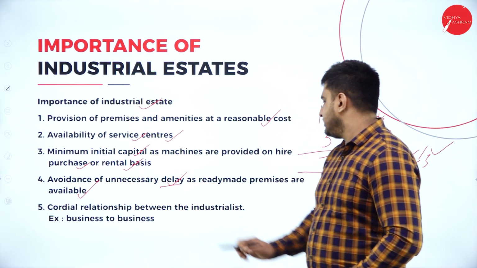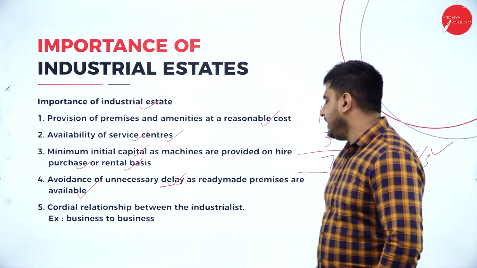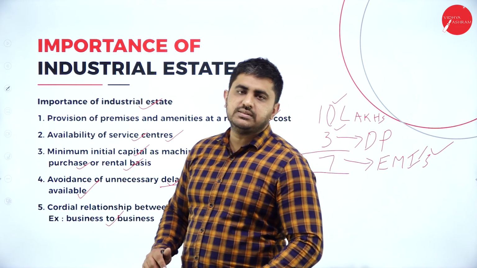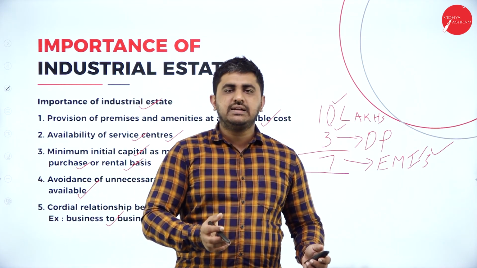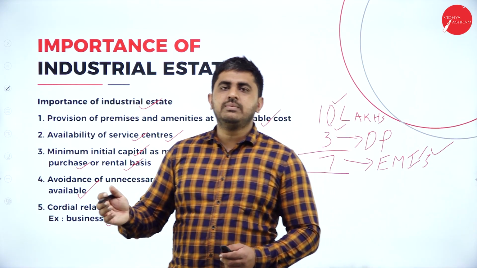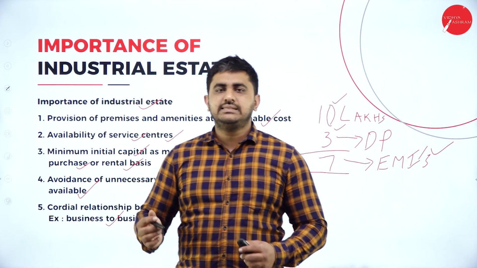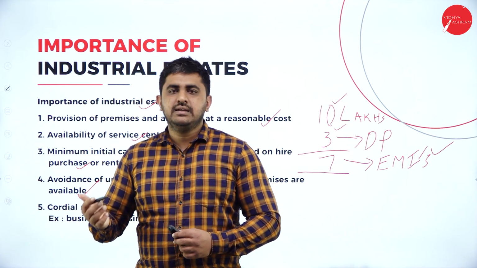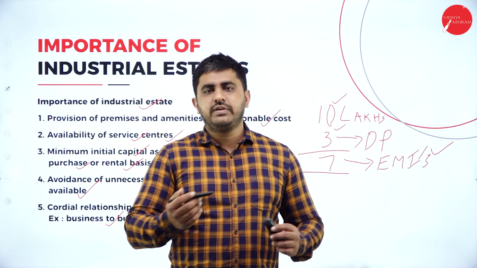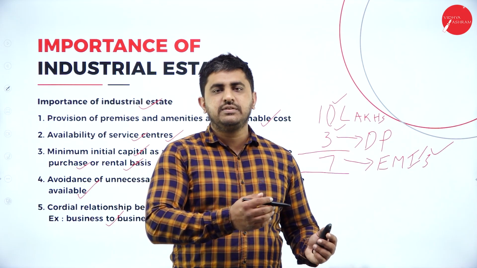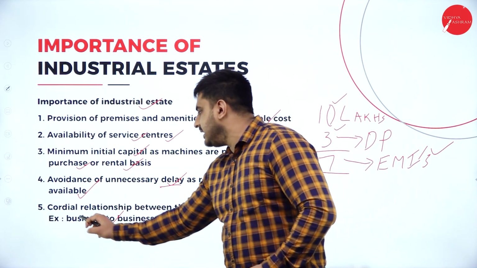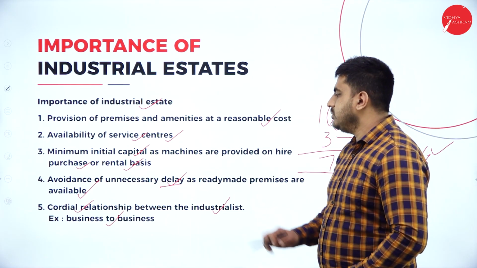That is the meaning. Cordial relationship between the industrialists. That is business to business. What is the meaning of this? Suppose there is a tire manufacturing factory and an automobile factory in the same industrial estate. Now what happens? The automobile industry can purchase the tires from a tire manufacturing industry which is located in the same industrial estate. So that leads to a cordial relationship. That is B to B.